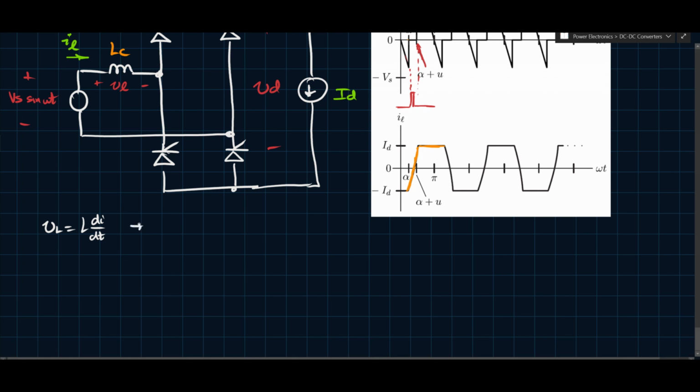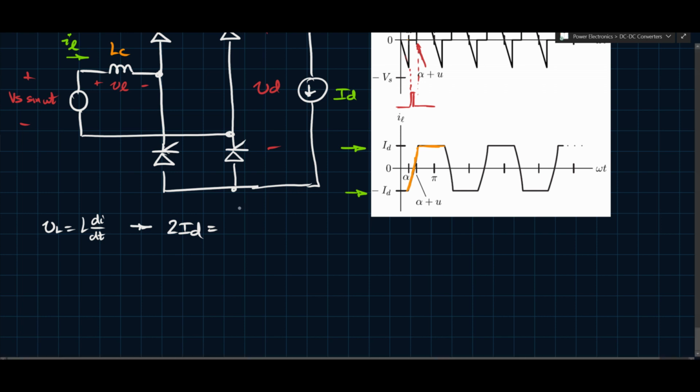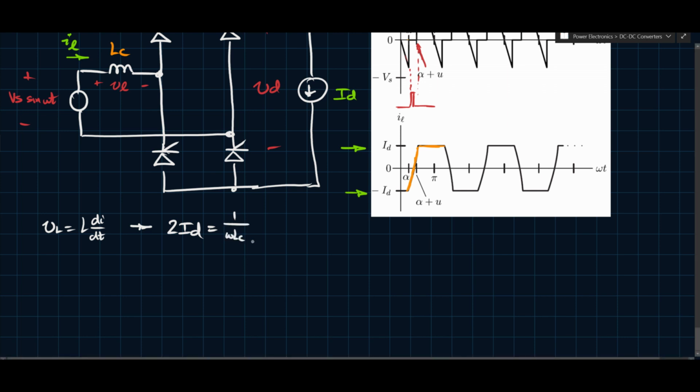So essentially, if I simplify this, I can say that the change in current is 2ID, okay? Because it goes from minus ID to positive ID. That's what this waveform here is showing me. It goes from minus ID to positive ID. So that's 2ID. And then I know that this L, really it's going to be omega L in this case because we're thinking about the reactance, right? So we want to know what the effect of the reactance is because it's a commutating reactance, right? So 1 over omega LC, right, is what we're going to have there.